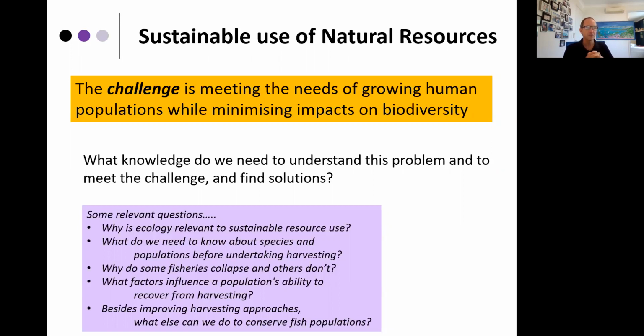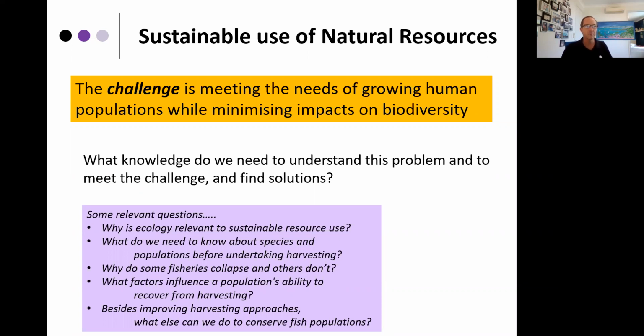So why do some fisheries collapse and others don't? Well, hopefully that analogy of the toilet paper gives you a bit of an idea and an insight and a way to look at different fish species and fisheries and predict perhaps if some are going to be successful fisheries and some are likely to collapse.